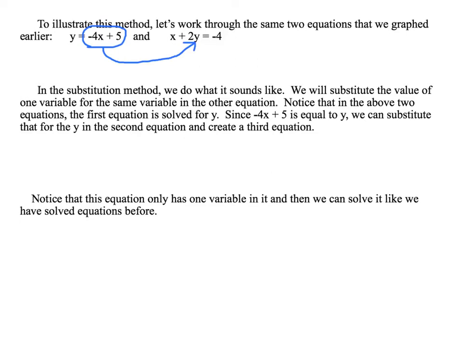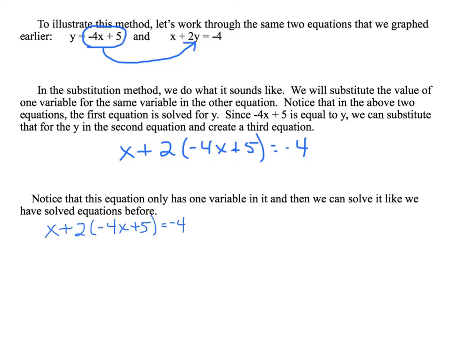So instead of writing the second equation, x plus 2y equals negative 4, I am going to write it as x plus 2, and in place of the y, I am going to put (negative 4x plus 5), equals negative 4. It's exactly the same equation as that second equation, but in place of the y, I put negative 4x plus 5. Notice that this equation only has one variable in it, and then we can solve it like we have solved equations before.